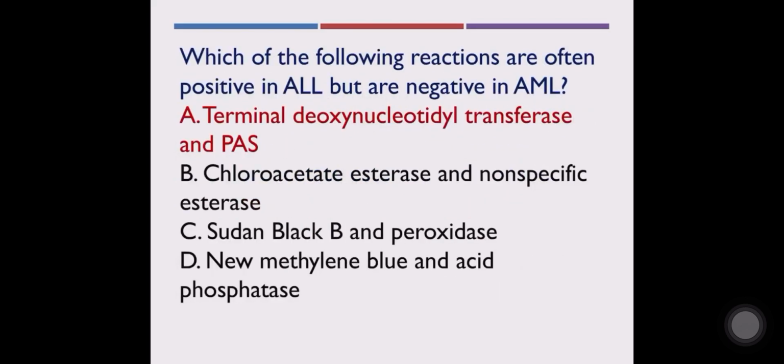Which of the following reactions are often positive in ALL but negative in AML? Remember, yung TdT is a marker for the immature lymphocyte. In ALL, the blasts are TdT positive but negative for MPO, negative for Sudan Black B stain. PAS is also positive in L1 and in L2.